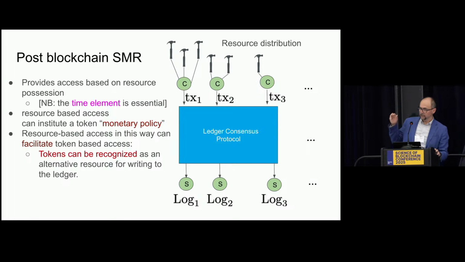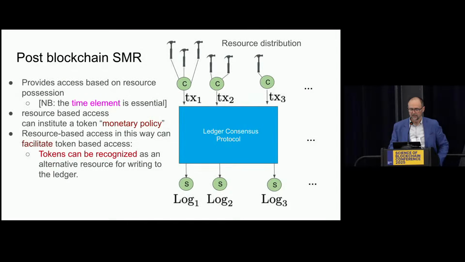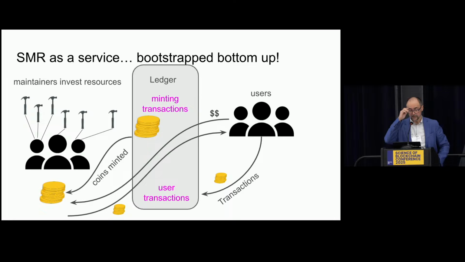Ledger access based on resources can now be used to create a token monetary policy that mints coins that are protected by public keys. Given this, we can transition from resource-based access to token-based access, where tokens are also recognized as an alternative resource to write in the ledger. Quite importantly, these tokens can also be sold. That's an important observation for how the blockchain setting reimagines the state machine replication problem as a service that is bootstrapped in a bottom-up fashion.